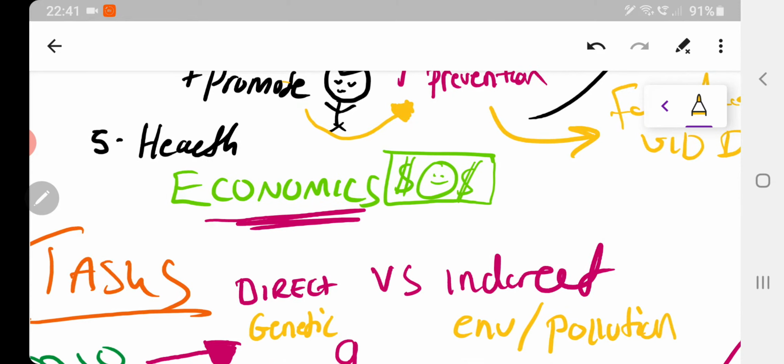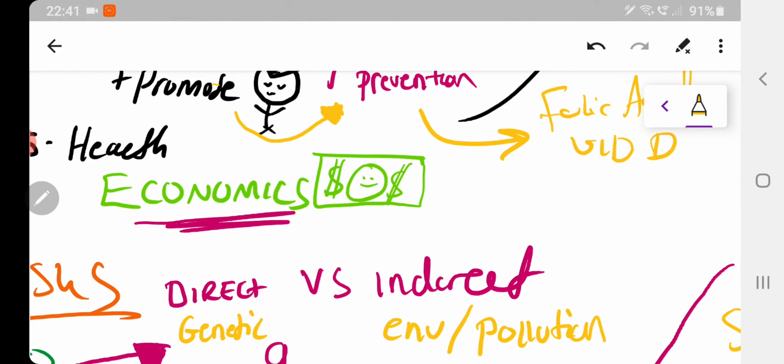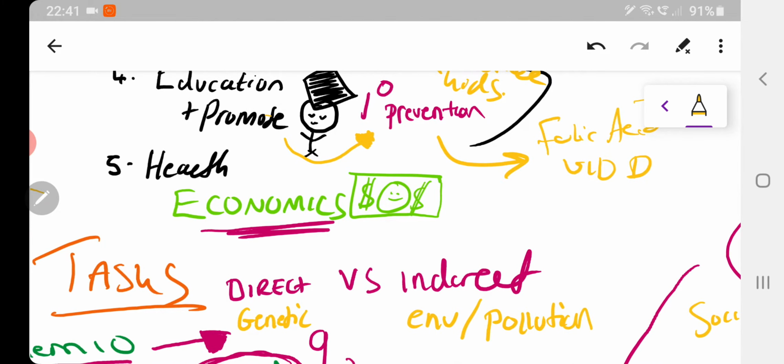Next, fifth, health economics. Right, what do we mean by health economics? How does the economic environment influence people's health? So I'm thinking something like social gradient. Social gradient could be a factor in affecting health economics.